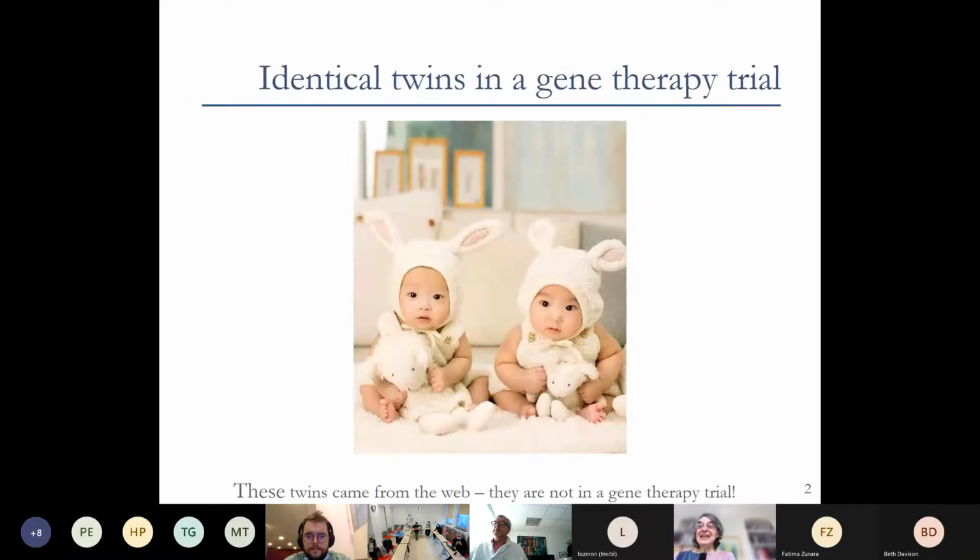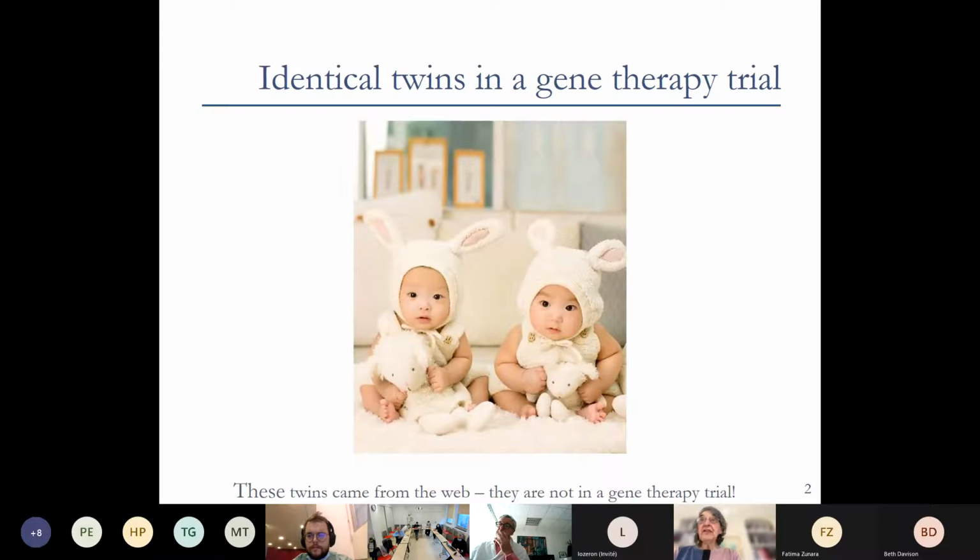Next slide, please. So this is a picture of twins. It came from the web. I thought they were absolutely adorable, so I'm using them. These are not in a gene therapy trial. But my reason for wanting to discuss this issue arose because of a randomized trial that was assessing the effect of gene therapy in a very terrible genetic disease that led to very serious problems early in life and limited lifespan.